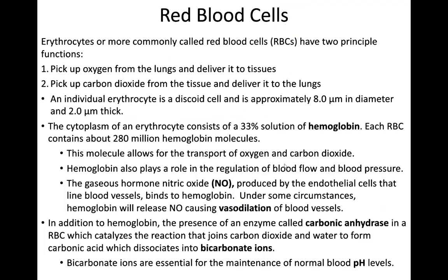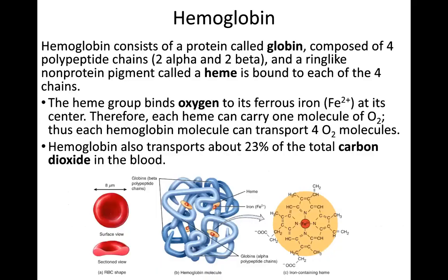Okay, we'll start by talking about red blood cells, or what we would more fancily call our erythrocytes, which are the cells in our blood most responsible for carrying oxygen from our lungs to our tissues and carbon dioxide from our tissues to the lungs. Okay, an individual red blood cell or erythrocyte is a discoid shaped cell, approximately 8 microns in diameter and 2 microns thick. We look at this next page, we can see its dimensions labeled at the bottom.